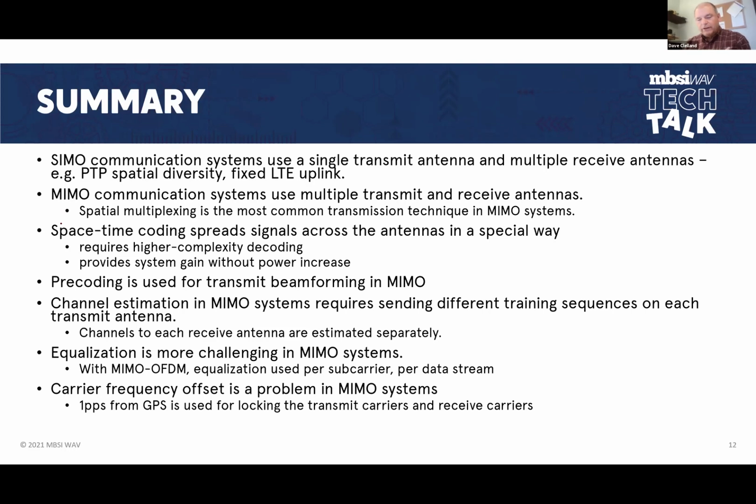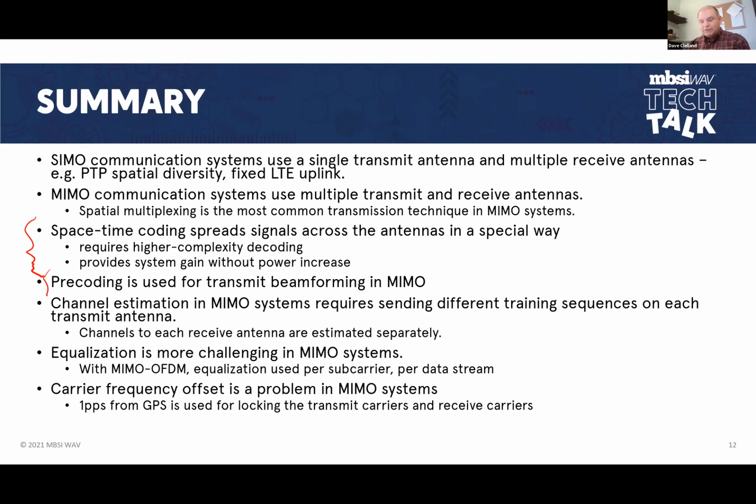So we're here. We're doing MIMO now even in Wi-Fi. We're doing MIMO in access systems. We're doing MIMO all over the place. Space-time coding is the formula that allows us to put two streams on the air at the same time and be received and decoded by the other end on the same frequency at the same time. Pre-coding is used to transmit beamforming in MIMO.